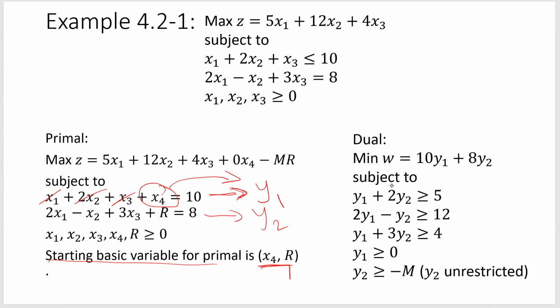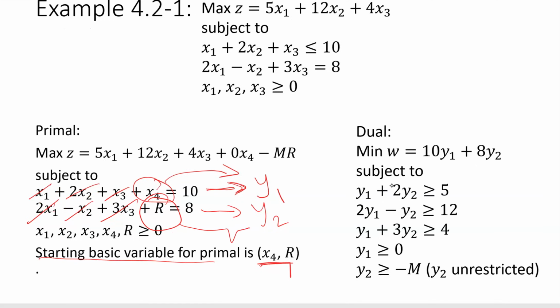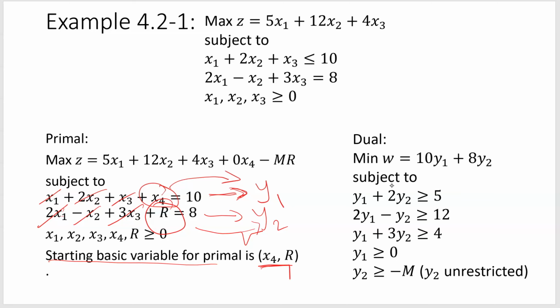In the starting iteration, x1, x2, x3 are 0, so only r is left. Then we associate it to y2. Okay, that's how it works.